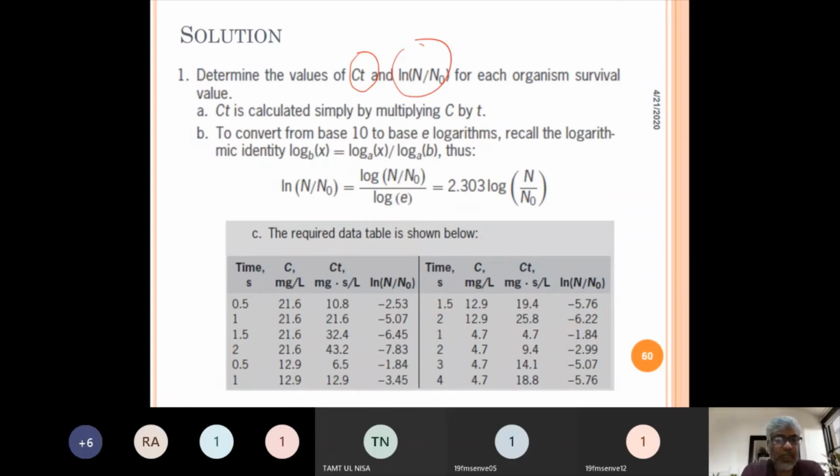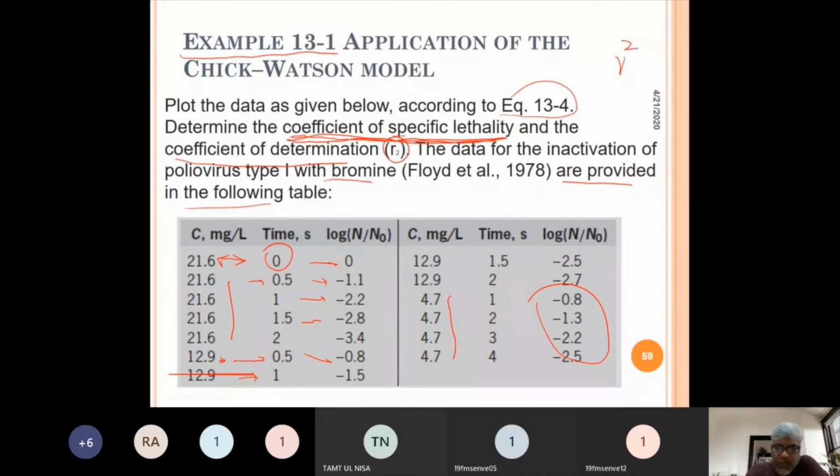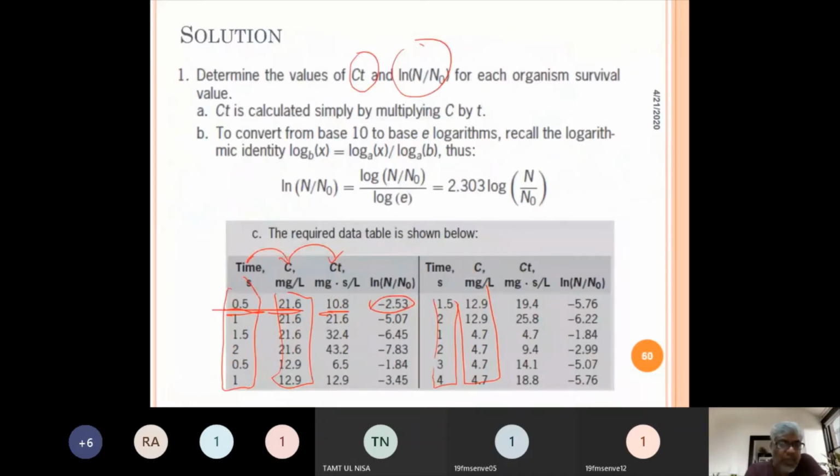So we rearrange this. We have time, we have the C value, and we multiply time and C, so we get the CT value. And for that time, that concentration, and that CT value, we already know the log N over N naught. We can get it from here. So we rearrange the same table to have CT values, and now we have CT value and log N over N naught, and we can plot it.